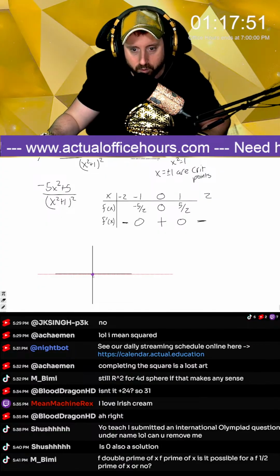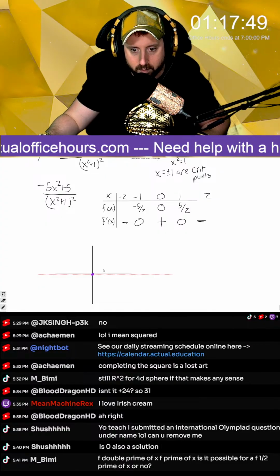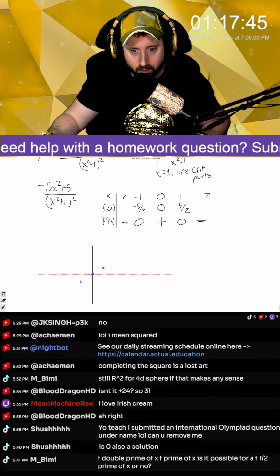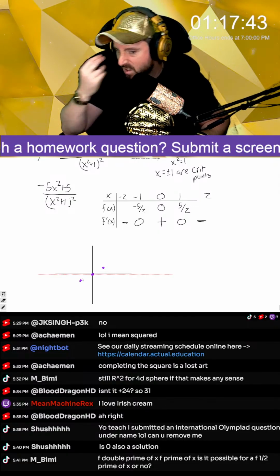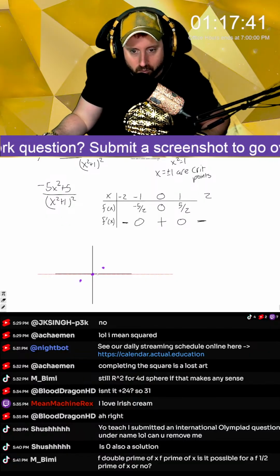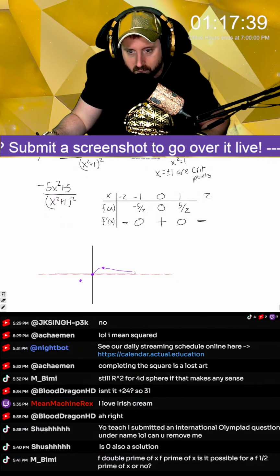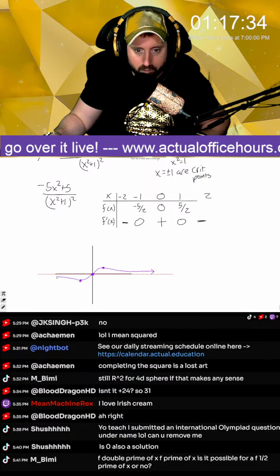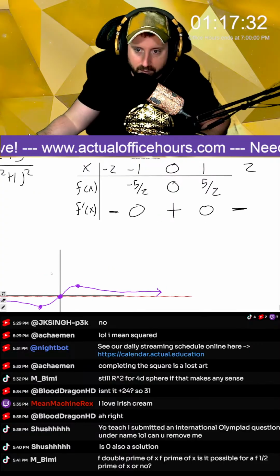So I know 0, 0 is a point. I also know 1, 5 halves is a point. And I also know -1, -5 halves is a point. And then this already kind of helps you just do this. Because you know it has to approach the horizontal asymptote. But then this makes sense, right?